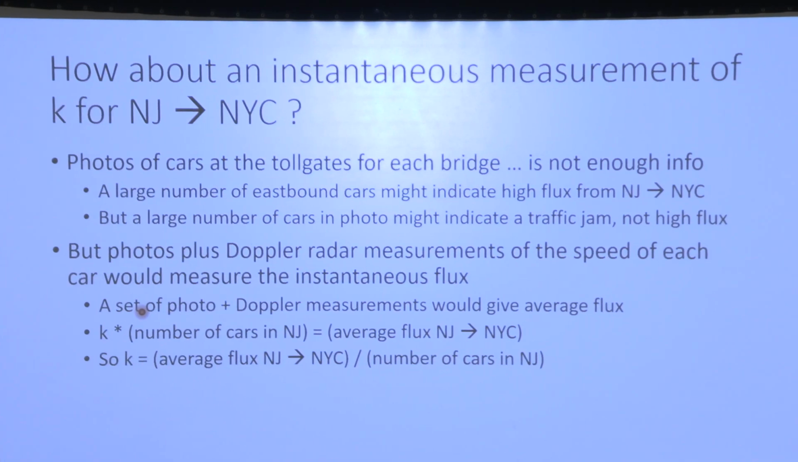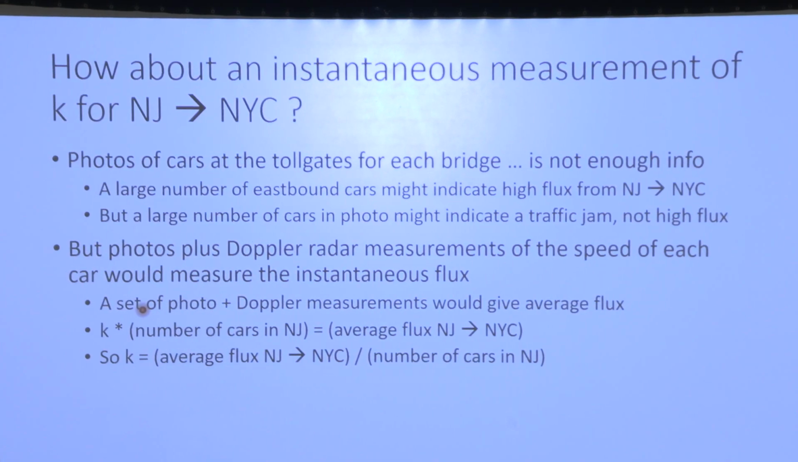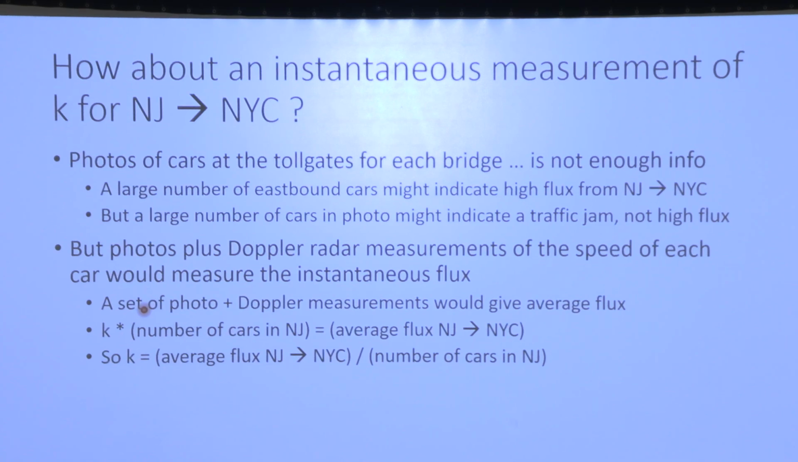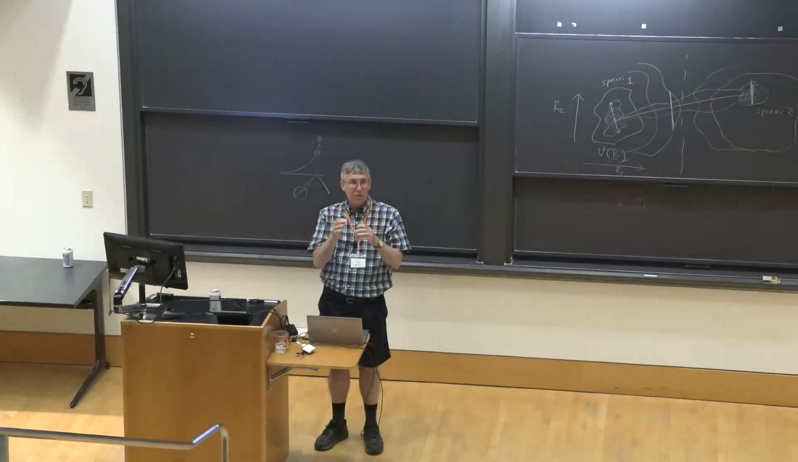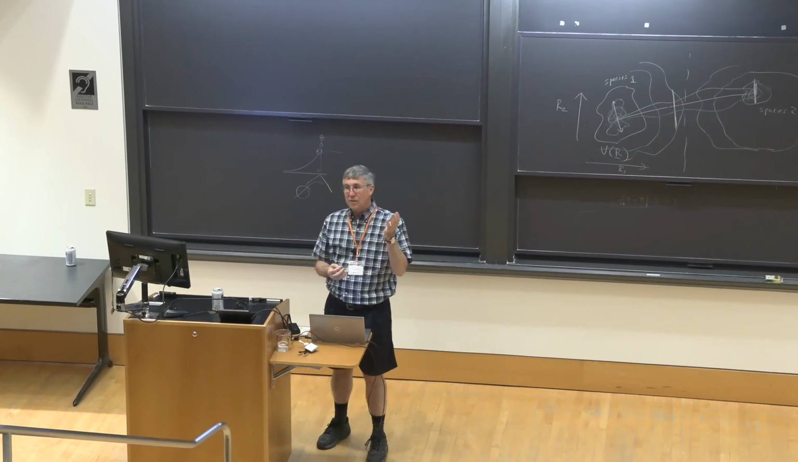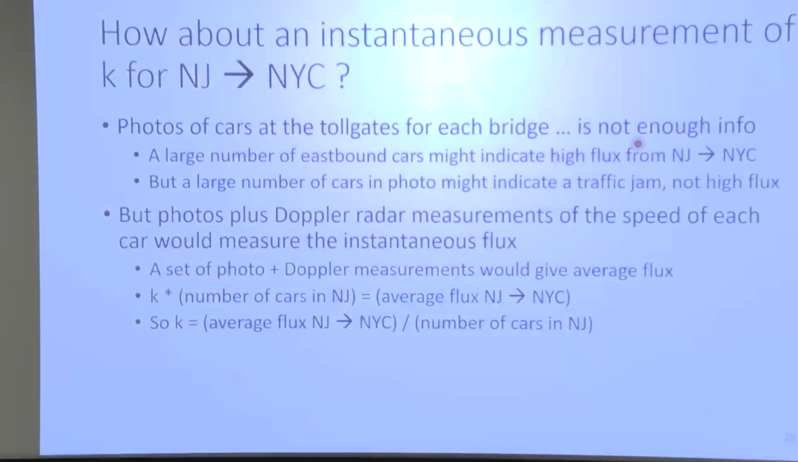But if I wanted to measure it instantaneously, instead of trying to integrate over a whole day, I could try to measure it instantaneously. And the way I can do it is I could take photos of the cars at the toll gates for each bridge. So I could just take little photos. I could have a little camera set up on the toll gate, and I can see the cars going through. And in fact, they already have a camera there. So I can just take the photos that they take. But this would not be enough info.